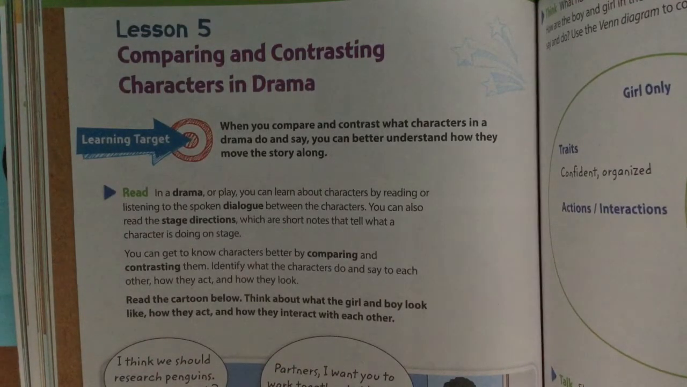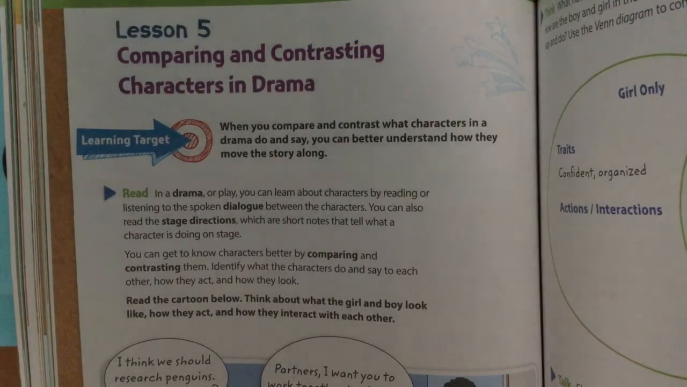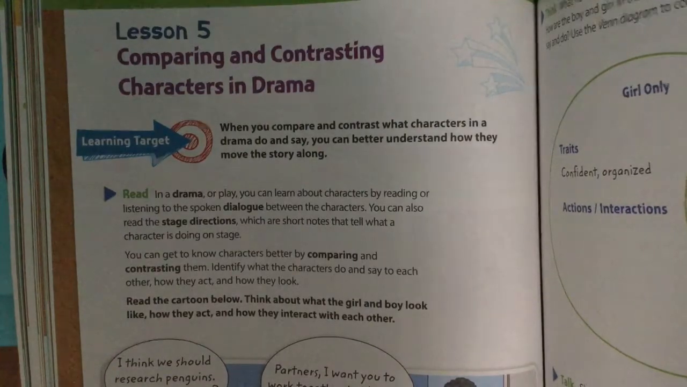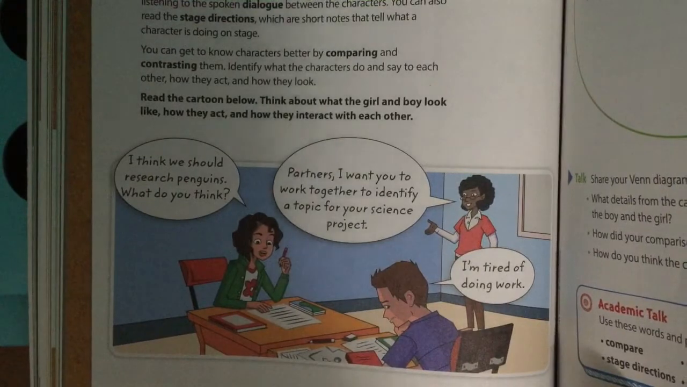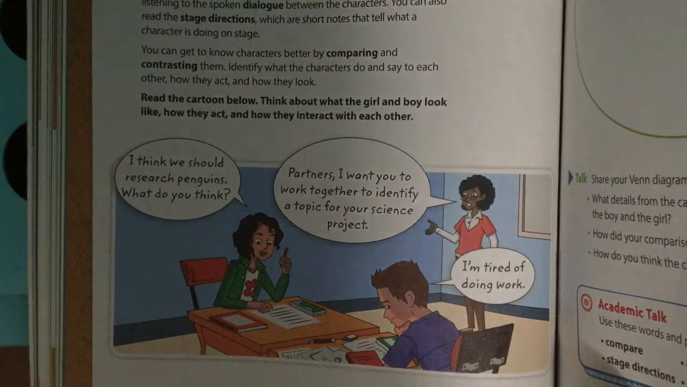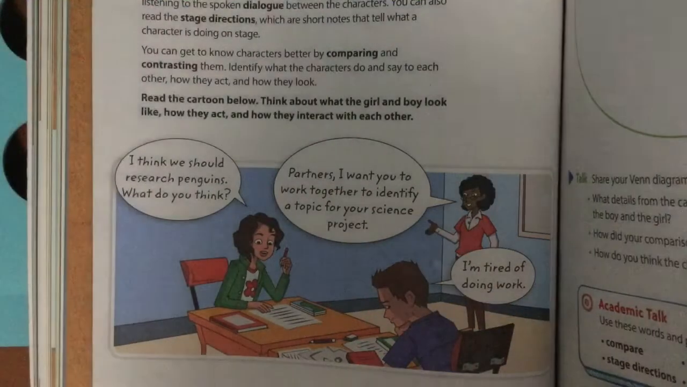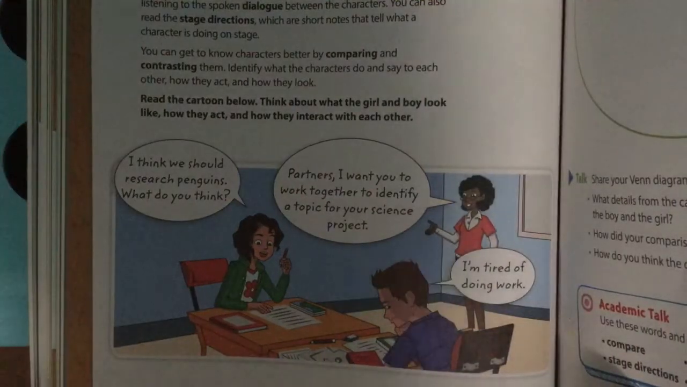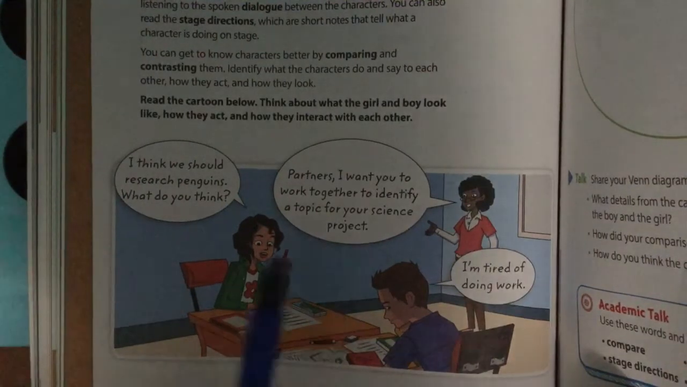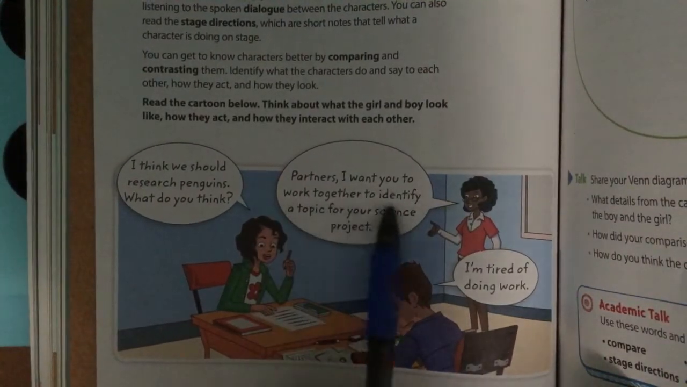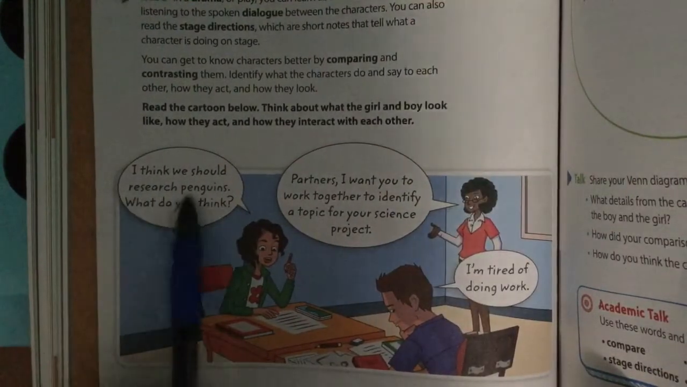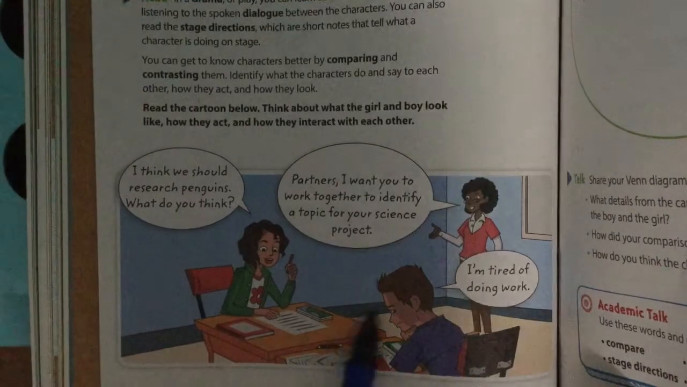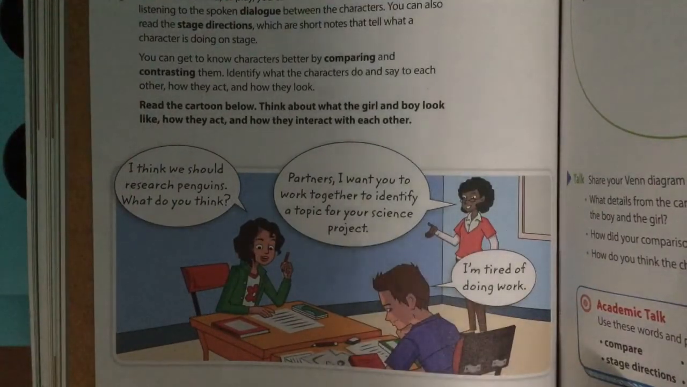Identify what the characters do and say to each other, how they act, and how they look. So we have a cartoon below. It says, read the cartoon below, think about what the girl and boy look like, how they act, and how they interact with each other. Okay, so we have what looks to be their teacher, and she is saying, partners, I want you to work together to identify a topic for your science project. The girl is saying, I think we should research penguins. What do you think? And the boy is saying, I am tired of doing work.